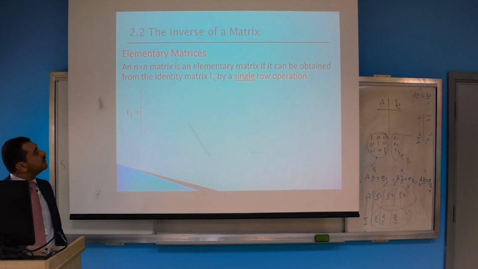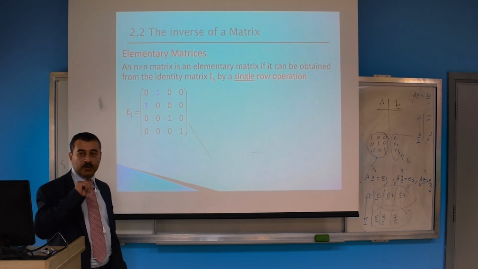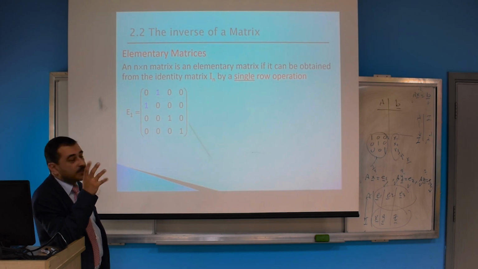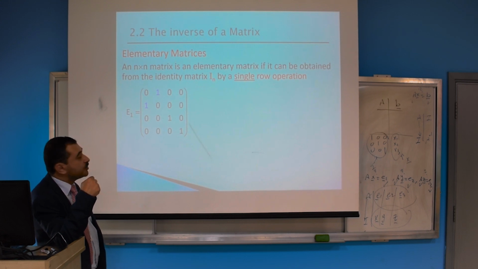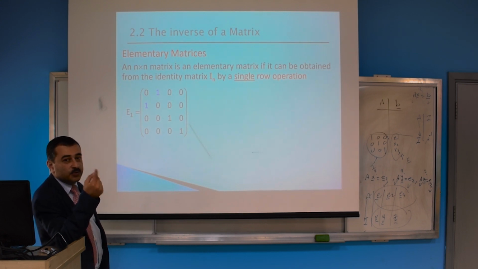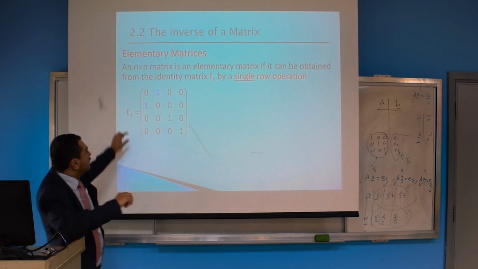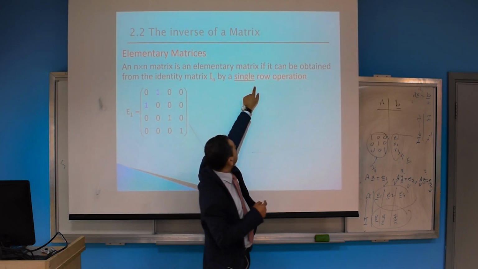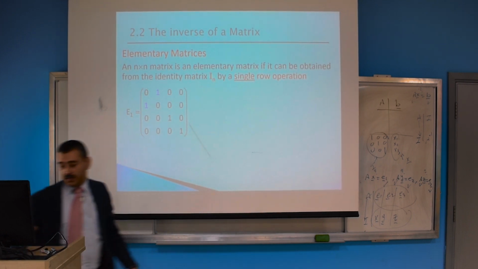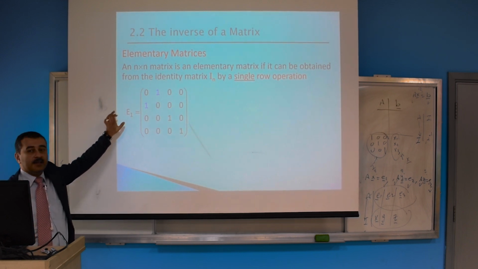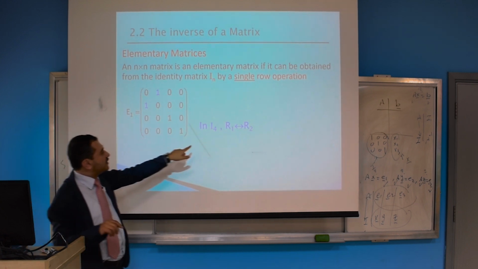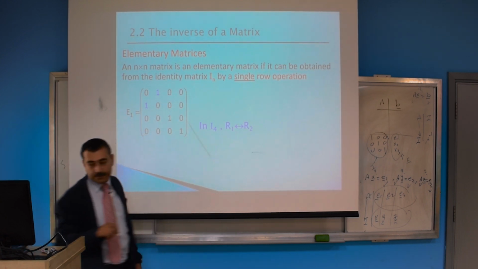Let's see example. This is example for a 4x4 matrix, which is obtained from I4 using single row operation. What is the operation? The change of the first 2 rows. Right? So we just did interchange the first 2 rows, single operation. Don't forget single operation on the identity. So I am going to call this guy an elementary matrix, which is obtained from this interchange in I4.